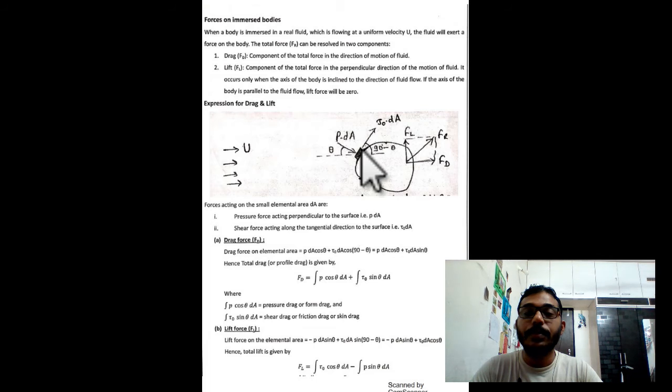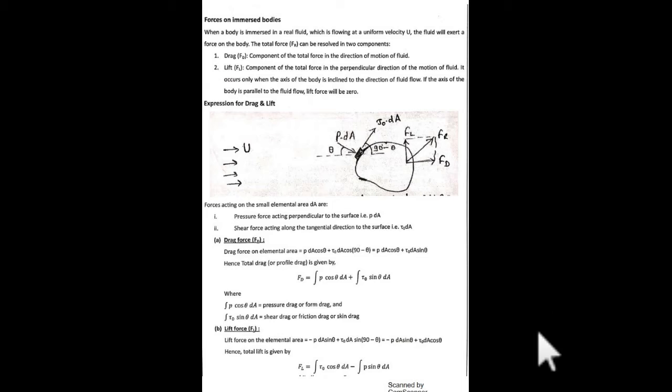For study purposes, we have taken a small element of the body, and the forces acting on it are this pressure force and this shear force. This angle is theta, this angle is 90 minus theta. So the forces acting on the small element are the pressure force acting perpendicular to the surface, that is PdA, and the shear force acting in the tangential direction to the surface, that is tau dA.